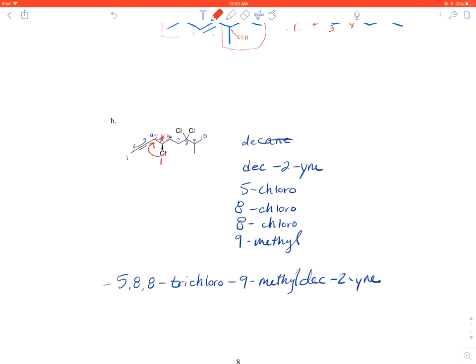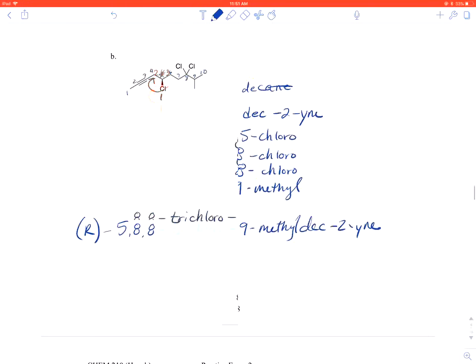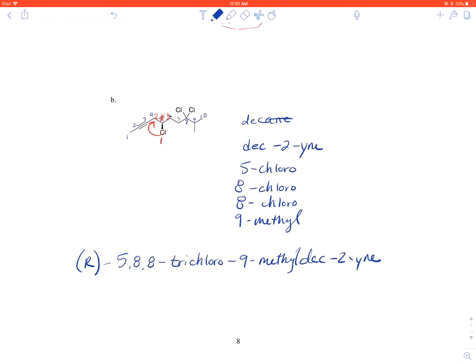This is clockwise. It is an R center. We only need to list the letter. We don't need to give a number here because there is only one chiral center, so it must be the only one that is R, okay? So that is the exam. After watching this, if you have questions, please let me know, and best wishes in getting prepared.